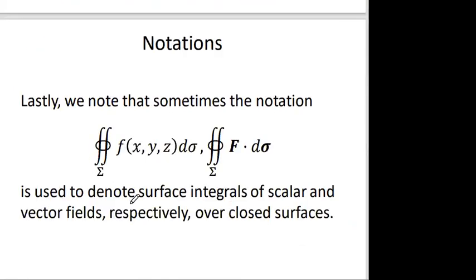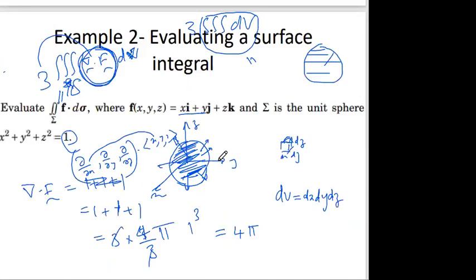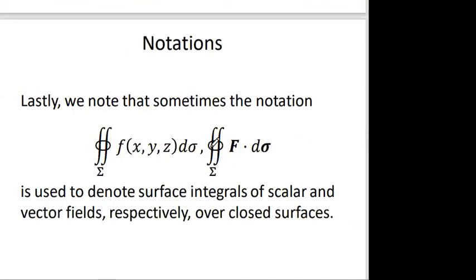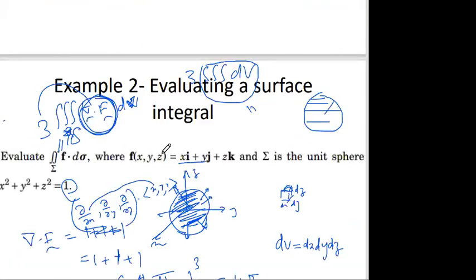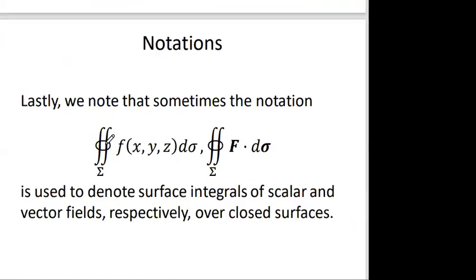So this double integral is for a surface. If your surface is closed like this, so this is a closed surface, you can put this symbol, which means closed surface. So any questions for this?